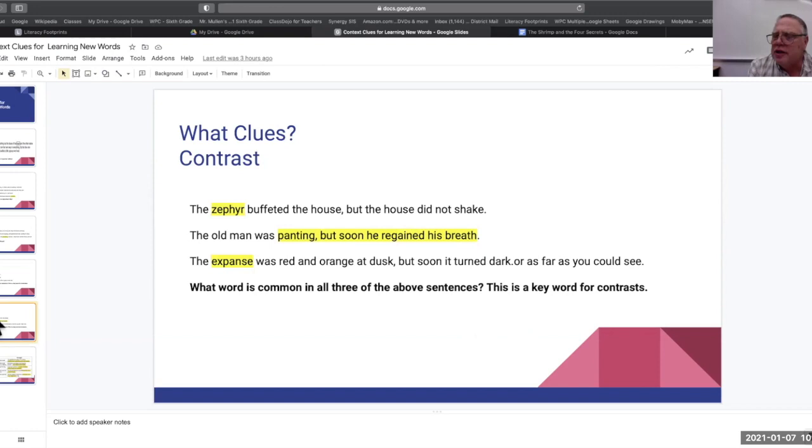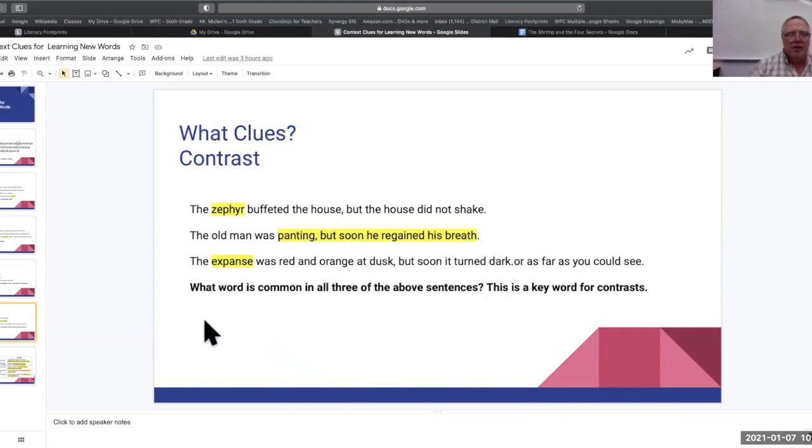Then the opposite of similarities is contrast. The Zephyr buffeted the house, but the house did not shake. Okay? Well, what shakes a house? Maybe the earthquake or maybe the wind, you see? It's pointing to the antonym, not the synonym. The old man was panting, but soon he regained his breath. The expanse was red and orange at dusk, but soon it turned dark as far as you could see.